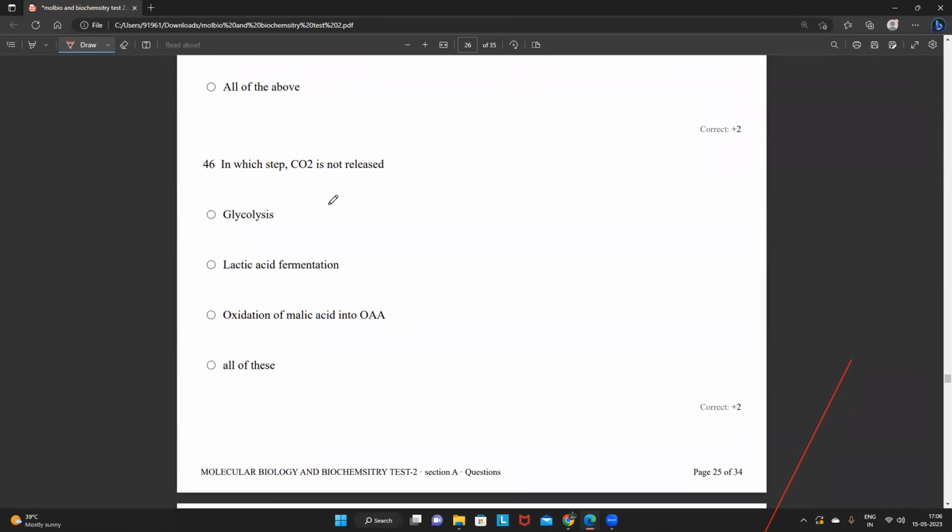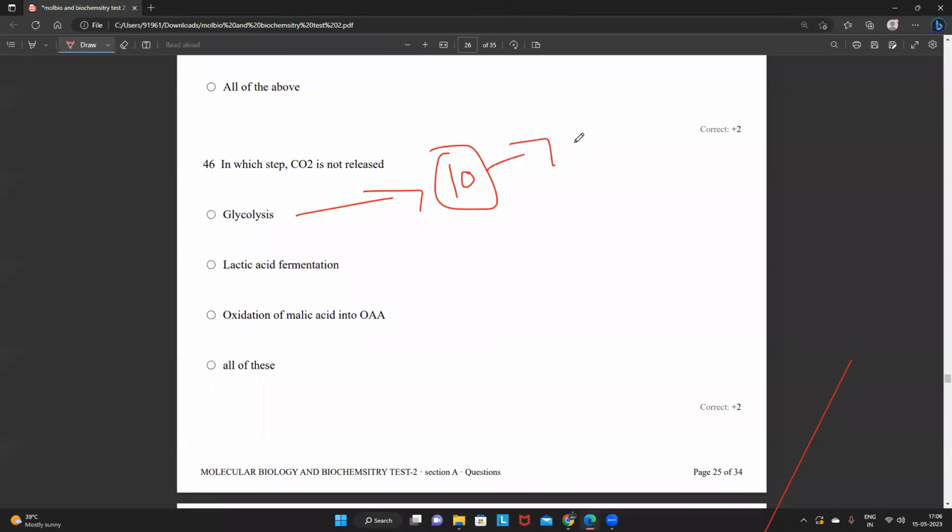In which step is CO2 not released? Surprisingly, people have given the wrong answer for this too. You only tell me, friends. Glycolysis, how many steps are there? 10 steps. You only think: in any of those 10 steps, do we release any carbon dioxide?